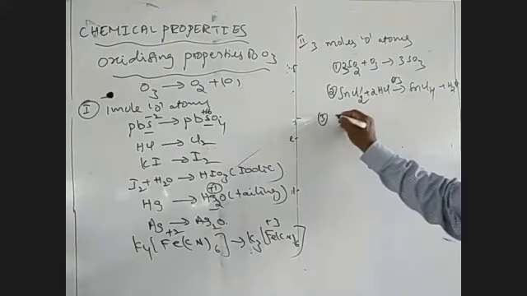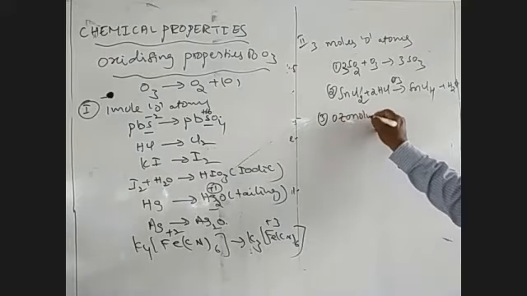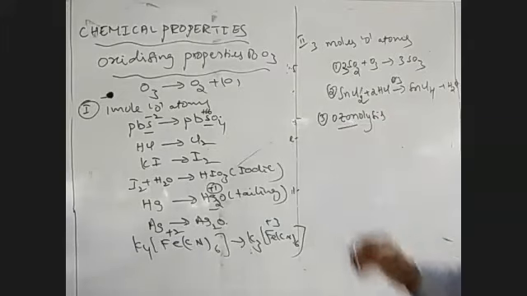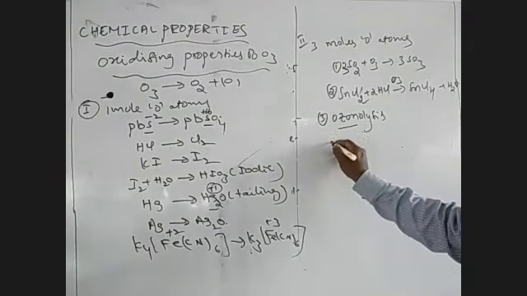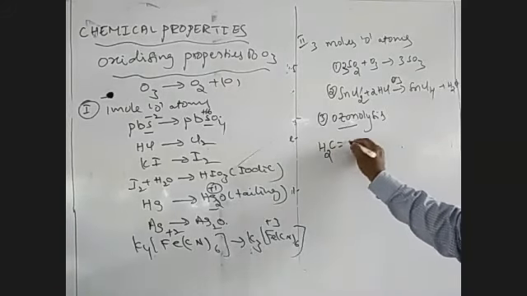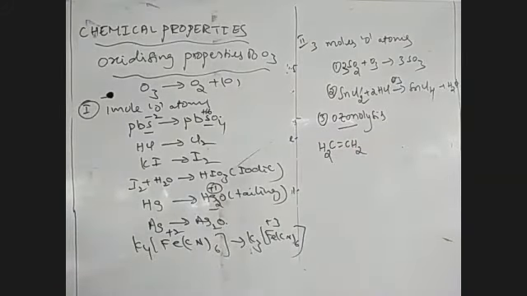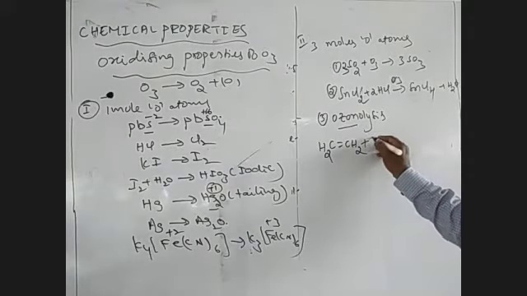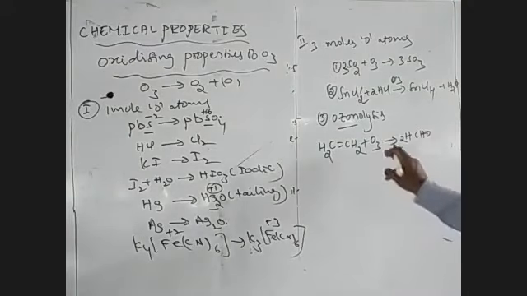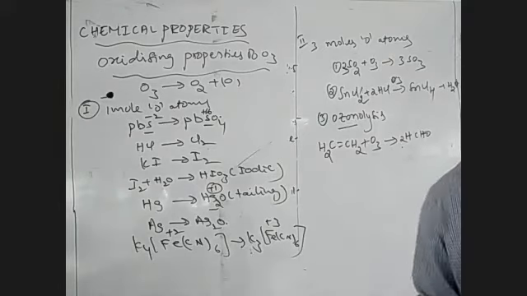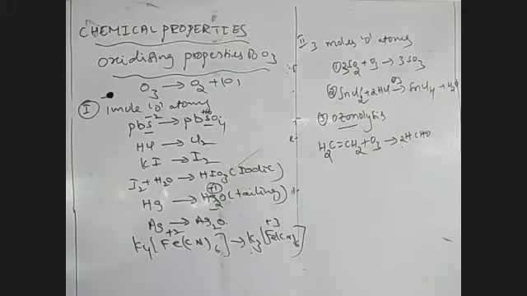And the third reaction is the ozonolysis reaction. Ozonolysis involves unsaturated hydrocarbons, such as CH2=CH2. Unsaturated hydrocarbons react with ozone to form unstable ozonides. The unstable ozonides undergo reduction to produce carbonyl compounds.